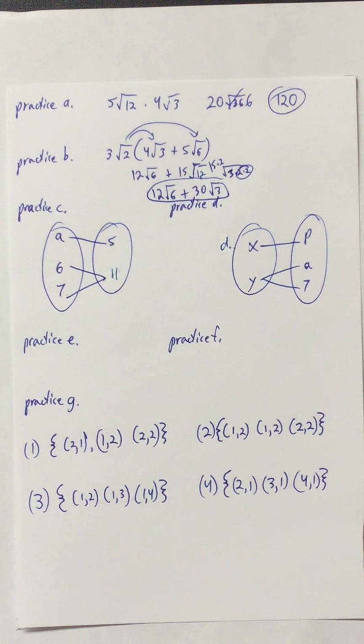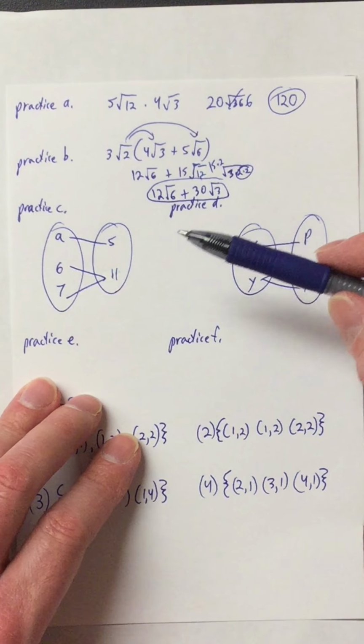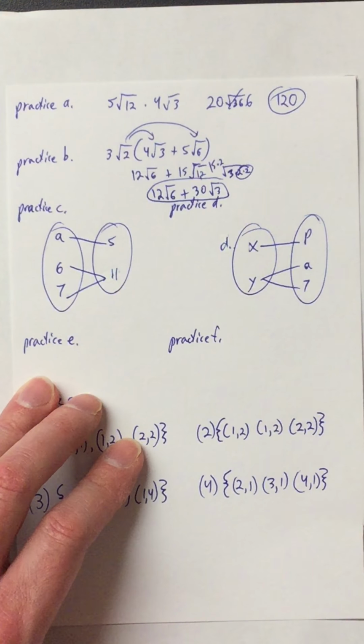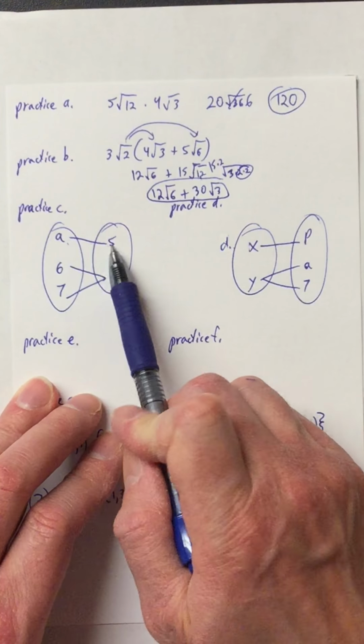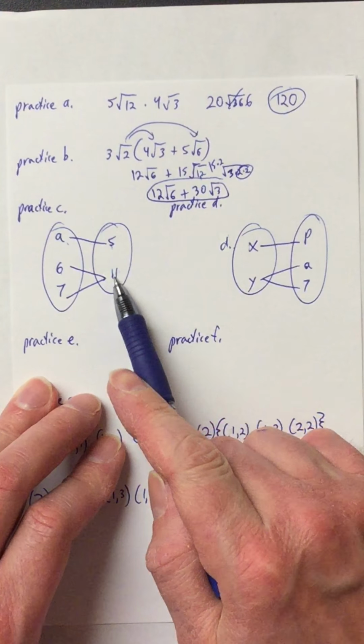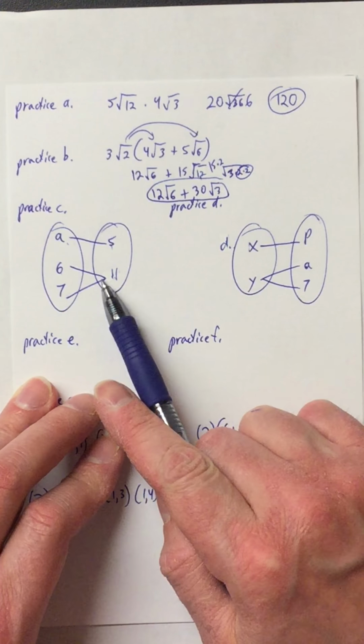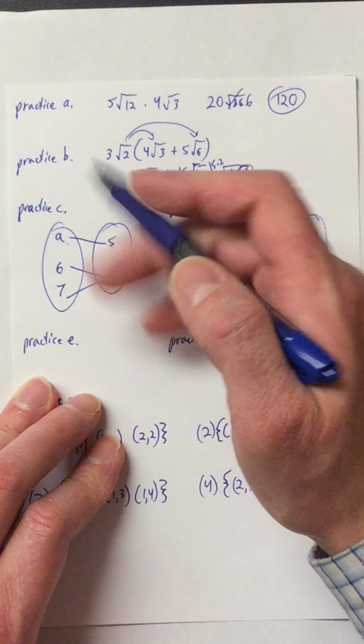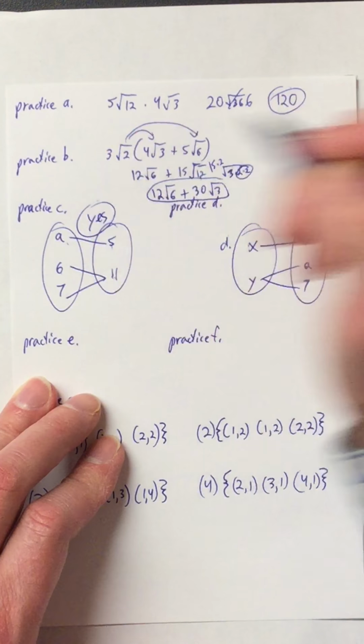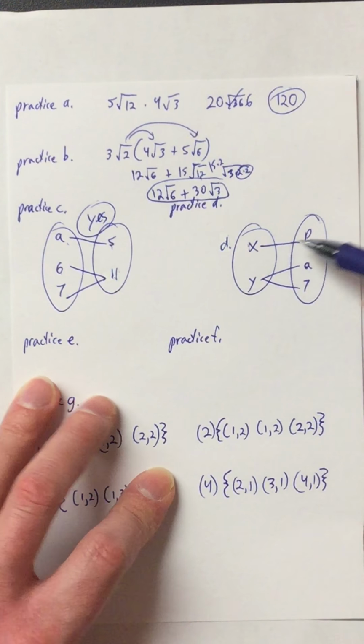All right, in practice problem C, it asked me whether this is a function or not. Let's see here. A gives me one answer of 5, 6 gives me one answer of 11, 7 gives me one answer of 11. This is a function. Answer is yes.